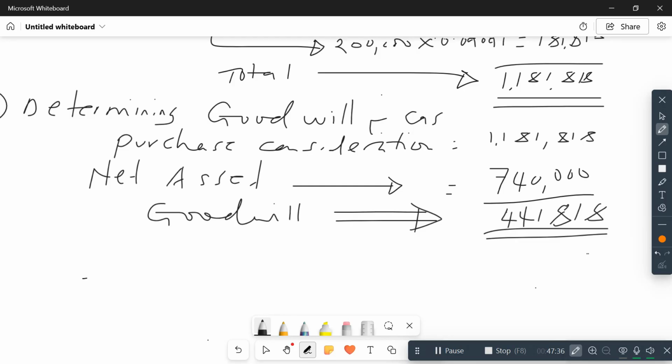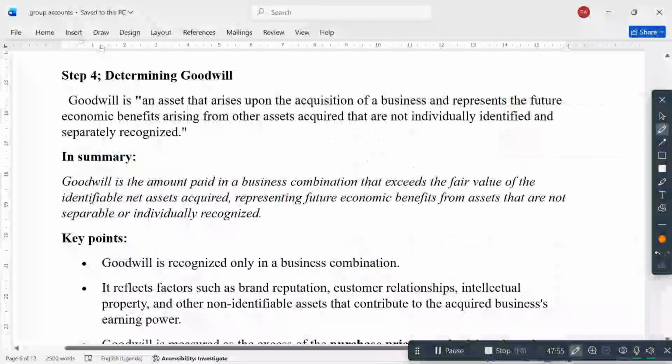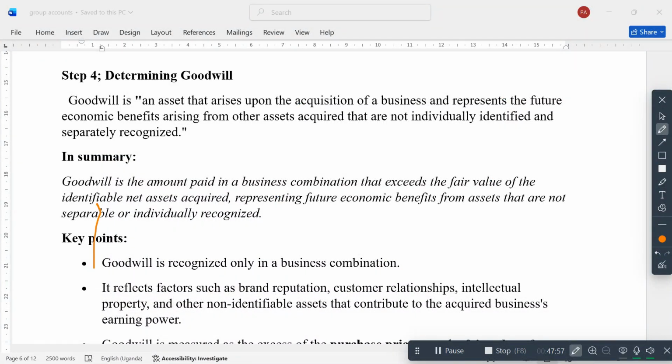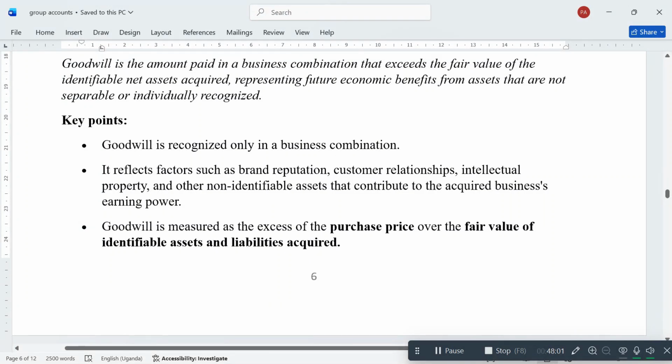7,440. But they're telling you, please, no, you have to pay 1,181. That difference of 441 represents other assets which are not separate or identifiable, or you can't see, but they are. You are likely to benefit from them. Think about brand name. You cannot see brand name, but you are going to use brand name to make money for you. Let's try to look at those items.